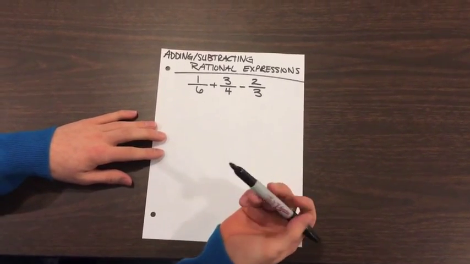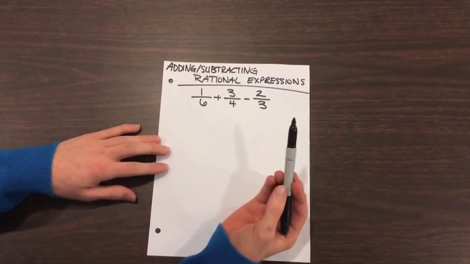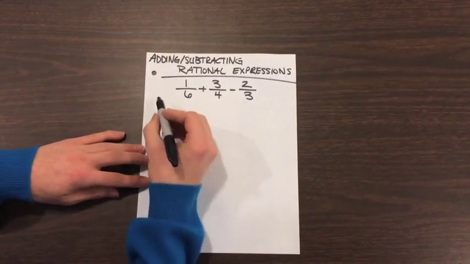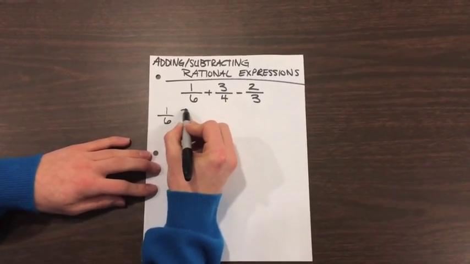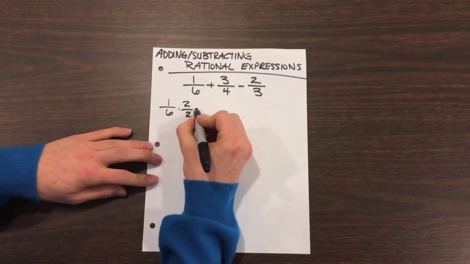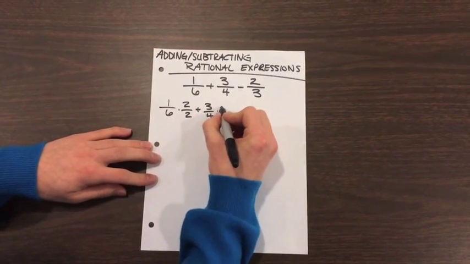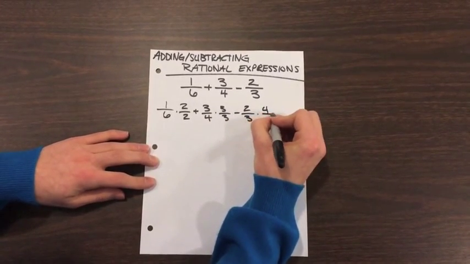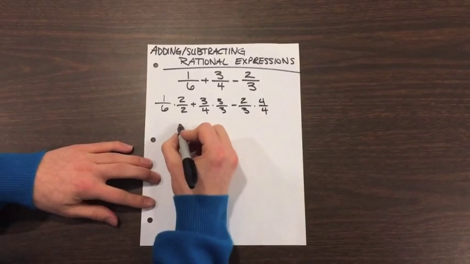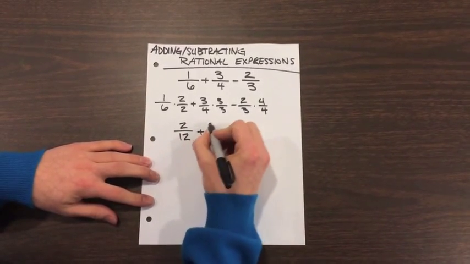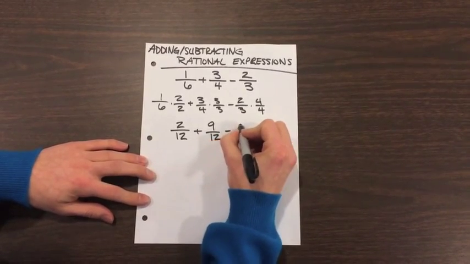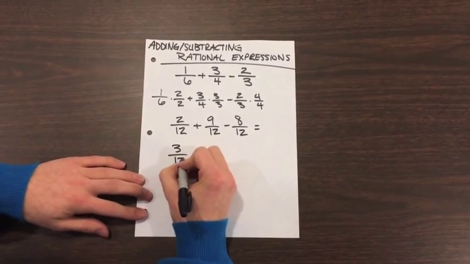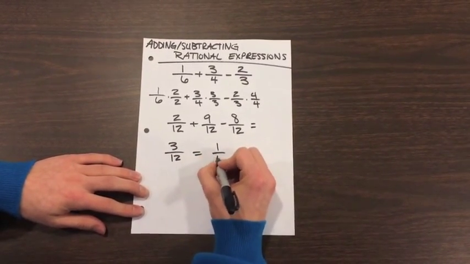Adding and subtracting rational expressions is similar to finding the LCD, the least common denominator. The example problem, 1/6 plus 3/4 minus 2/3, is equivalent to 1/6 times 2/2, which is equal to 1. And that equals 2/12 plus 9/12 minus 8/12, which is equal to 3/12 or 1/4.